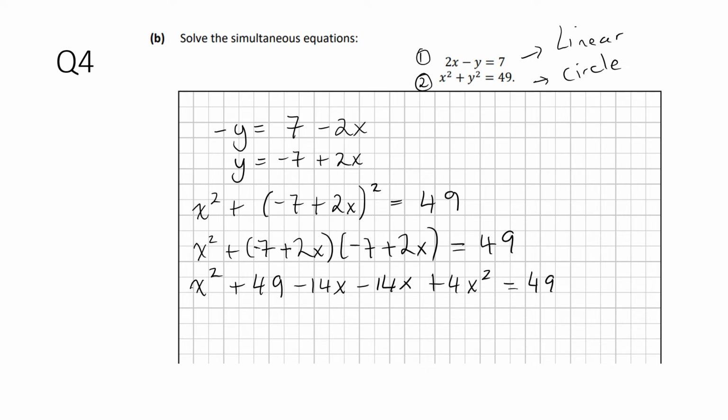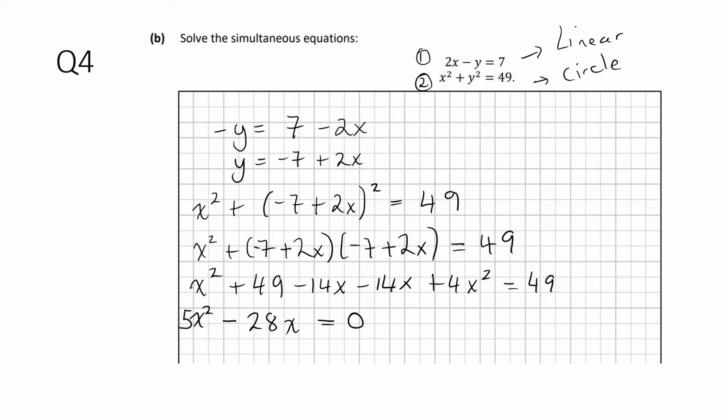What you want to do with your equations is you always want to make sure that they're equal to 0. So we're just going to simplify everything. So x squared and 4x squared is now 5x squared. And then you have minus 14x minus 14x is now minus 28x. And then you have 49, but you also want to take away the 49, so that equals to 0.